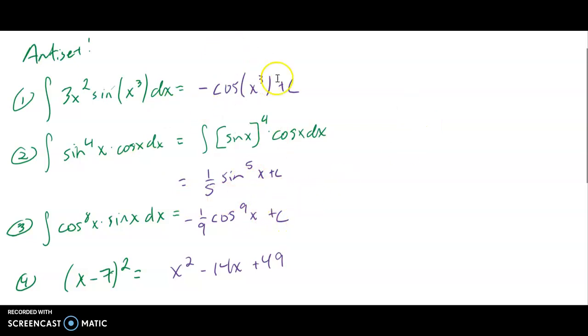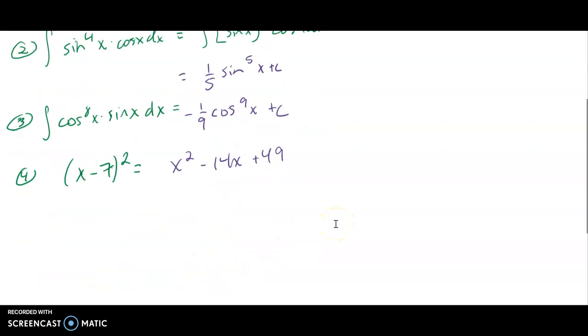Hopefully you're good with those. We're going to do a ton of that in this lesson. And then this will come up, foiling things out. You might have to do some bigger ones, and I'll give you some tricks with that using Pascal's triangle. But we got x minus 7 squared. That gives me x squared minus 14x plus 49. All right, so let's pop into what we're going to do.